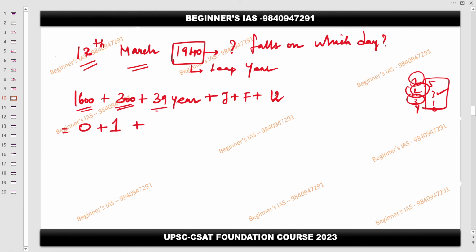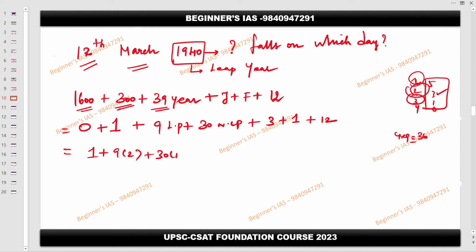Then in these 39 years, what is the last table of 4? 4 into 9 is 36. Therefore, 9 leap years will be there, then 30 non-leap years. January contains 3. Since it's a leap year, February contains 1. You should be very careful here. Plus 12, which is equal to 1. So 9 leap years means 9 into 2, then 30 into 1, then 15 plus 1, 16. Now I add 1 plus 18 plus 30 plus 16. Therefore 65, so it contains 9 weeks plus 2 odd days.